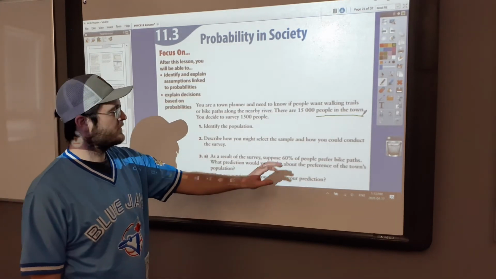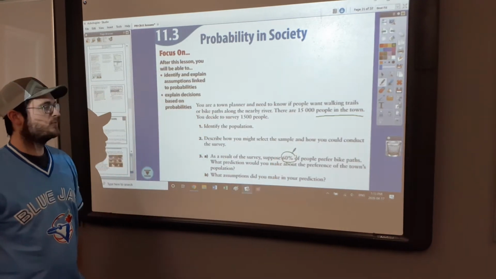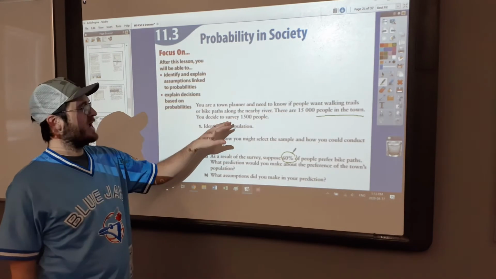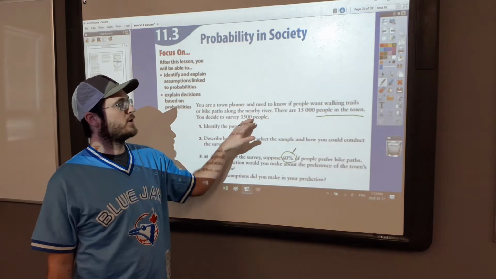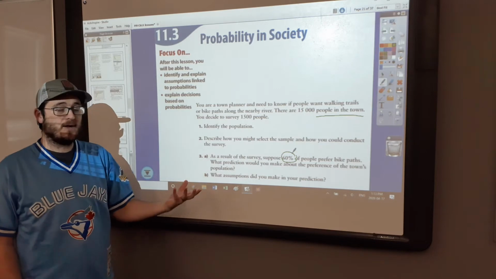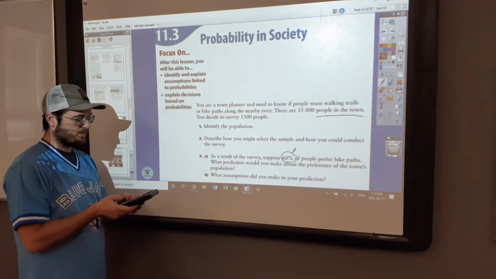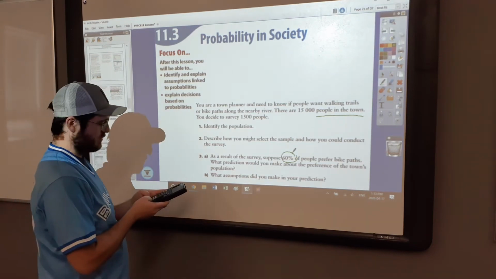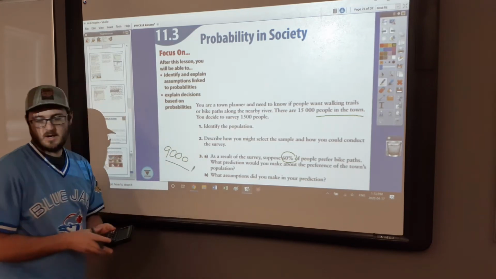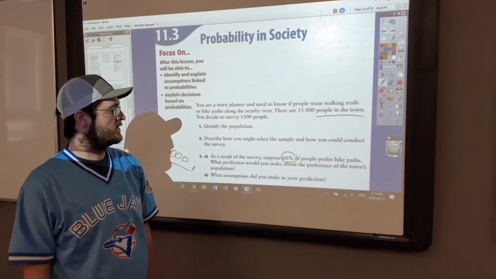As a result of the survey, suppose 60% of people would prefer bike paths. What prediction would you make about the preference for the town's population? Well, if we assume that the sample is big enough, which 10% is a pretty good sized sample, and we assume that the sample is reflective, if it's a fair sample, then we would expect around 60%. So we could actually calculate 60% of 15,000, so 0.6 times 15,000, and I'd get about 9,000 people.